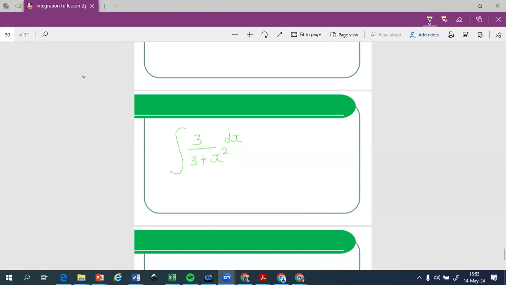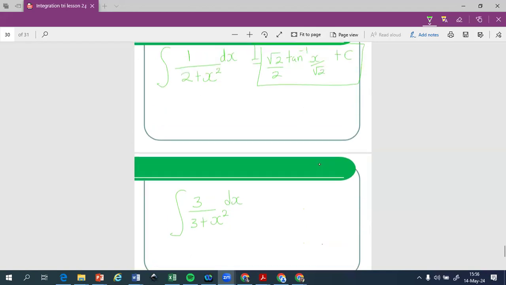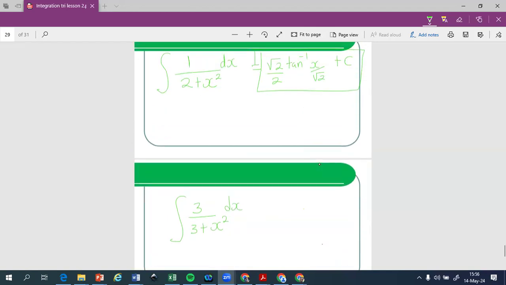Jemima, did you get the same answer? My answer is a half tan inverse x out of root 2 plus c. Okay. What did you let, Jemima?